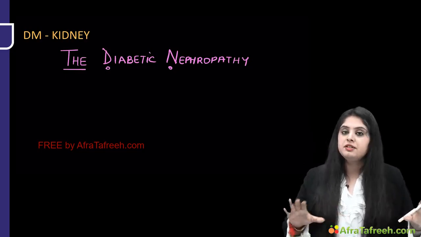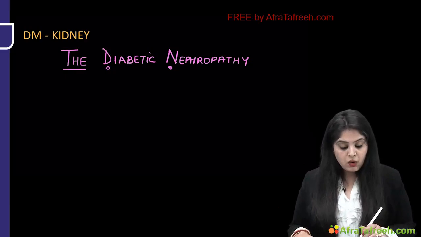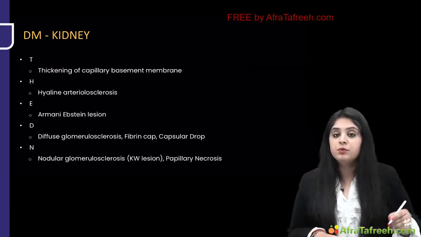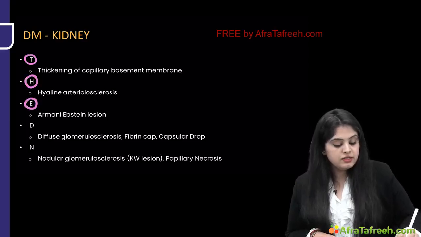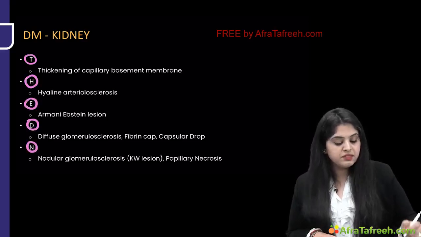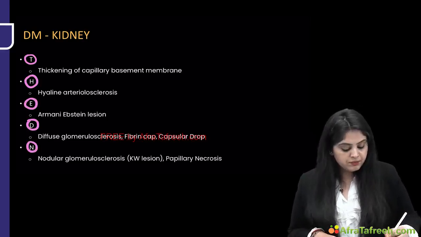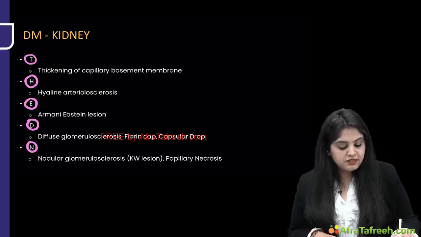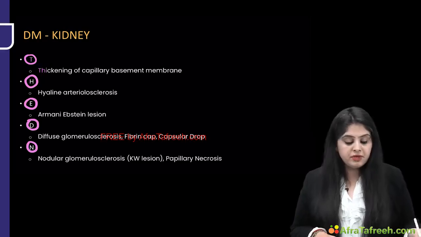If you learn the diabetic nephropathy, you've learned all the changes, because now I'm going to show you a long list of changes that you have to know. Diabetes in the kidney, like we said, it is the diabetic nephropathy. See? Easy mnemonic. Let's start. What is happening to the basement membrane? There is thickening. T for there is thickening of the capillary basement membrane.